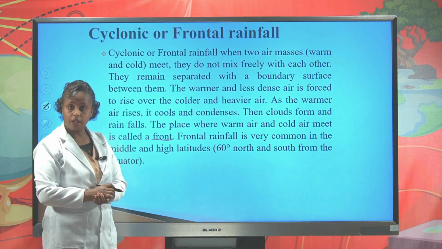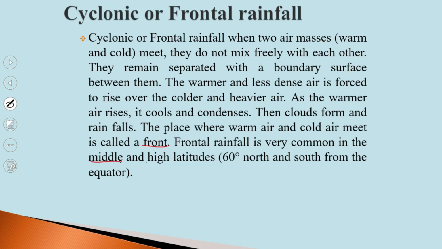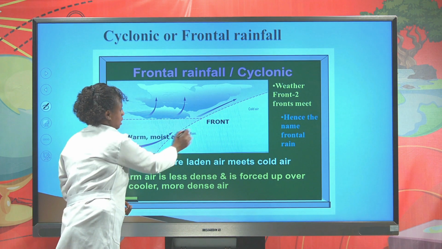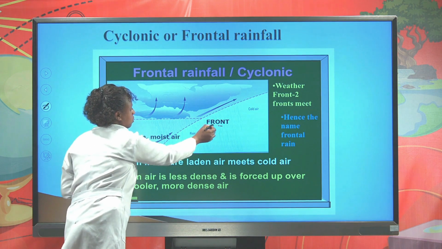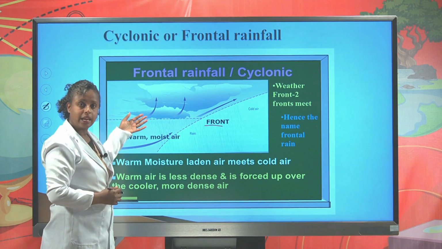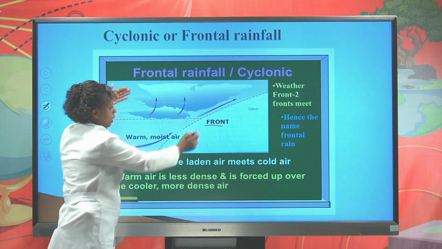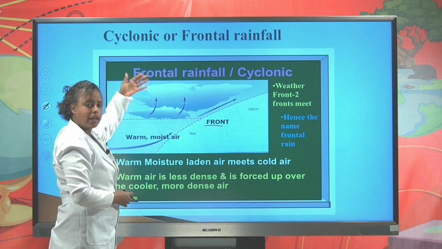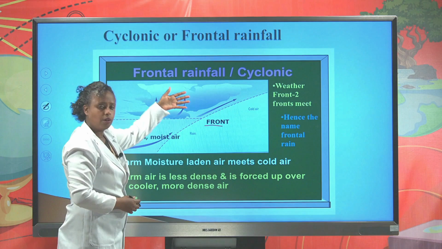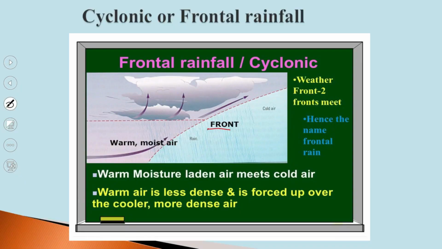Frontal rainfall is very common in the middle and high latitudes, or 60 degrees north and south of the equator. This is the cyclonic or frontal rainfall type. The warm air and the cold air join together to form this front. The warmer, less dense air moves over the colder air mass, and as it rises over and over, it becomes cool and condenses, forms clouds, then falls as rainfall.